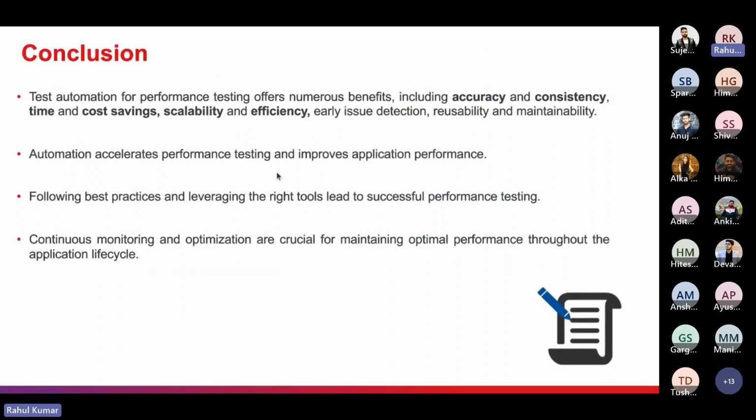So this is the conclusion part. Test automation plays a vital role in accelerating performance testing efforts. By leveraging appropriate tools and techniques, organizations can efficiently create, execute, monitor, and analyze performance tests, enabling them to identify and resolve performance issues early in the software development cycle. That ultimately leads to improved application performance, user satisfaction, and business success.